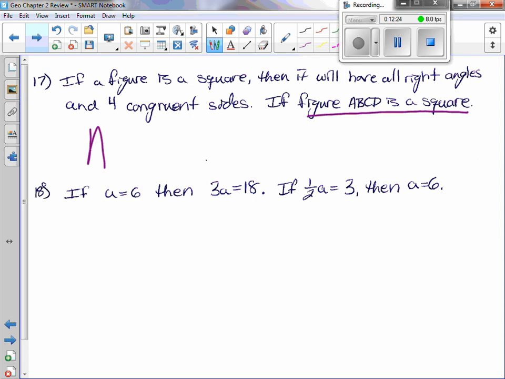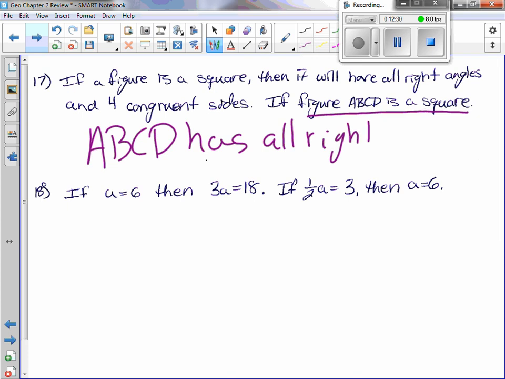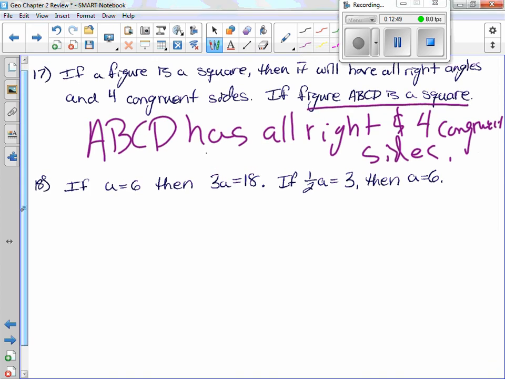So ABCD has all right angles and four congruent sides. Since ABCD is a square, it satisfies the hypothesis, so the conclusion must also be true. So ABCD has four congruent sides. Law of detachment.